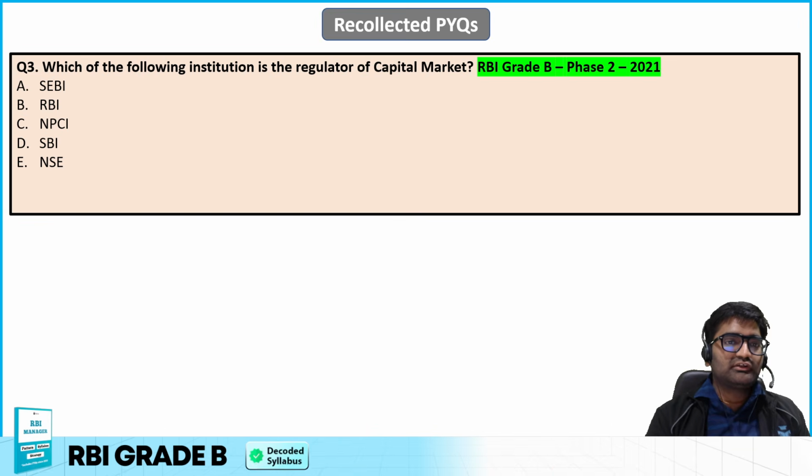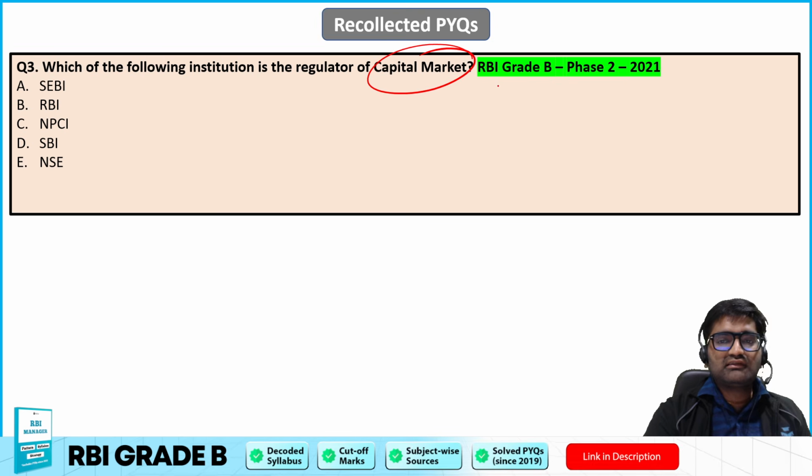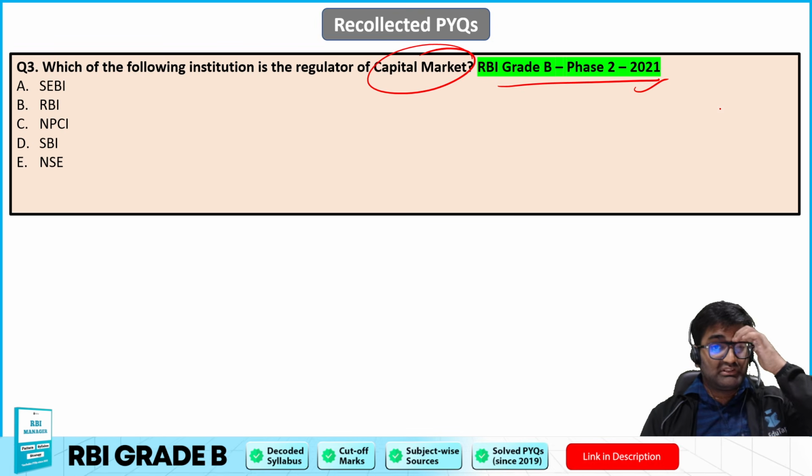Moving ahead, which of the following institution is the regulator of the capital market? Very easy, RBI Grade B Phase 2 2021 question. Tell me what is the answer.